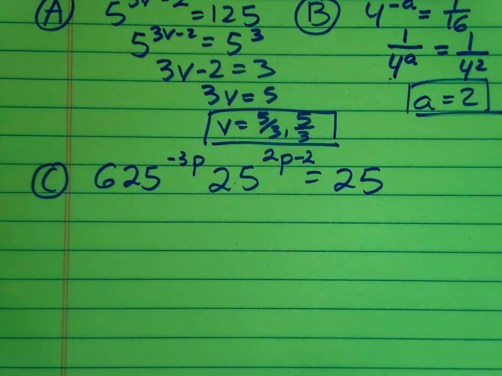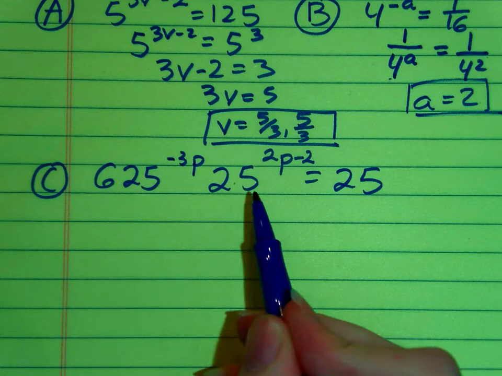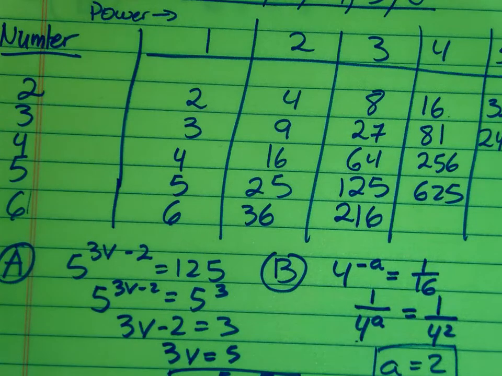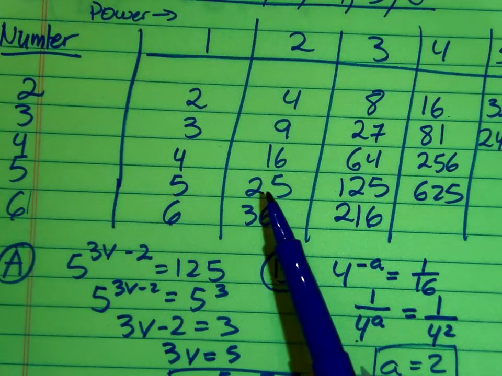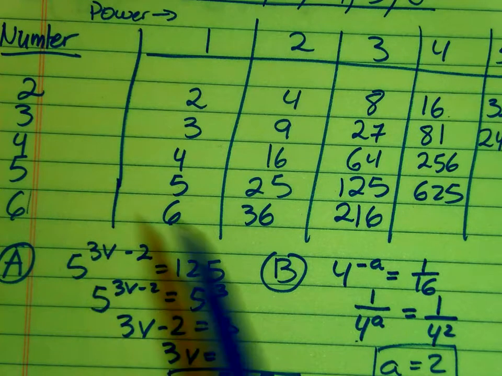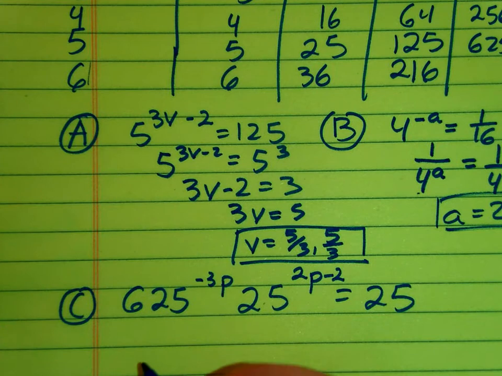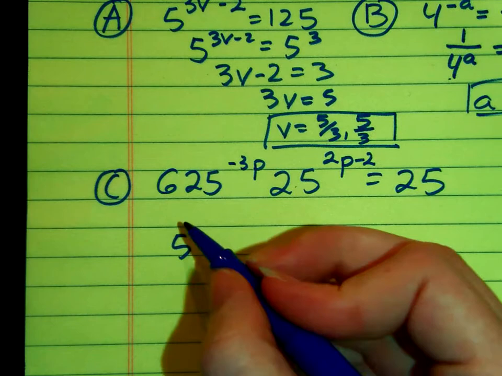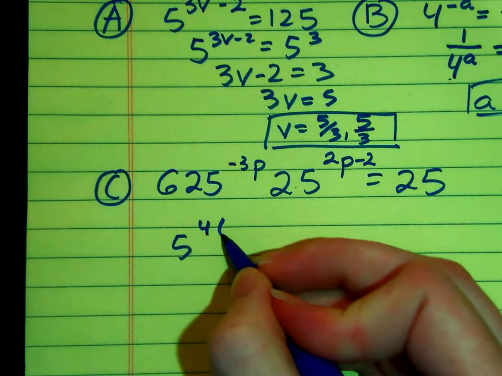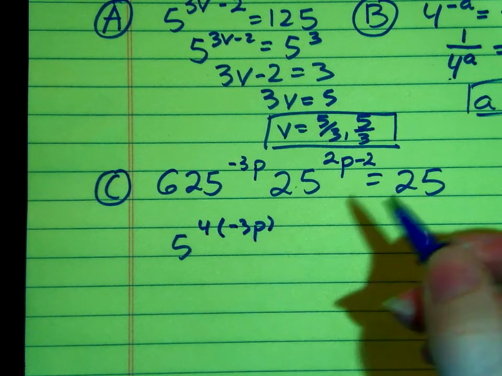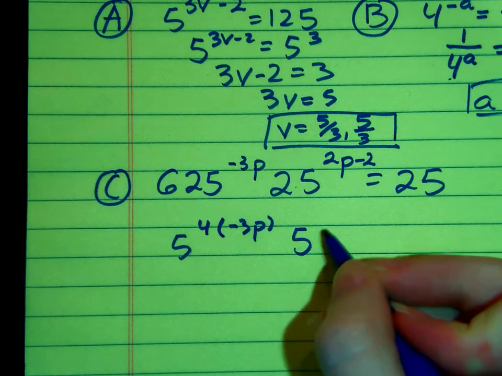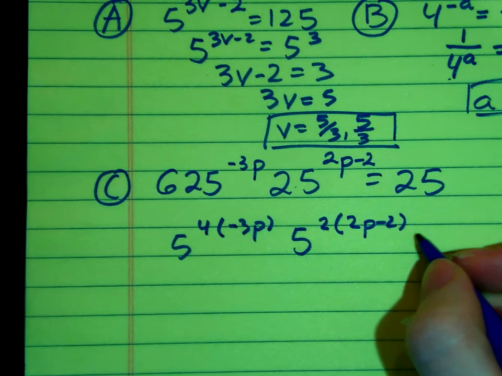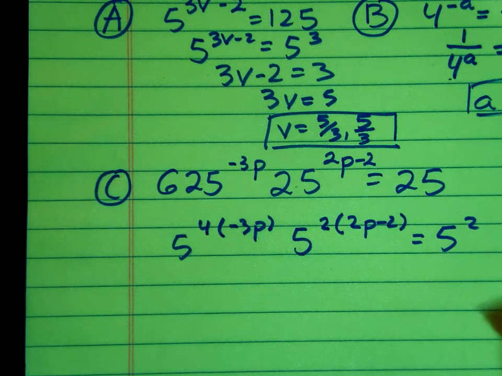Now don't freak out either just because you get a problem like this. We do know how to do this, so I want to ask myself, 625 and 25, how can I get them to have a common base? Well, let's look at my chart. Oh, 625 and 25, both I can make a base of 5, so that becomes 5 to the 4th power for the 625, and then we still keep it to the negative 3p, times 5 to the 2nd power to the 2p minus 2 equals 5 to the 2nd power.